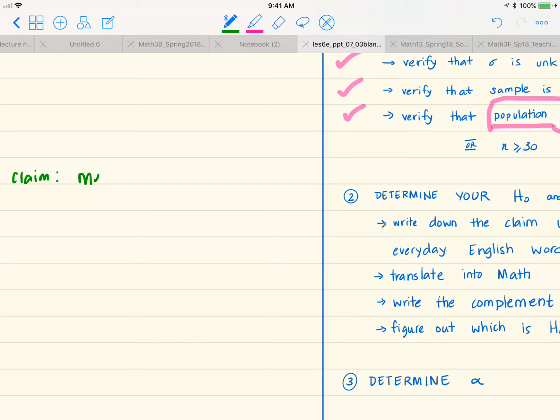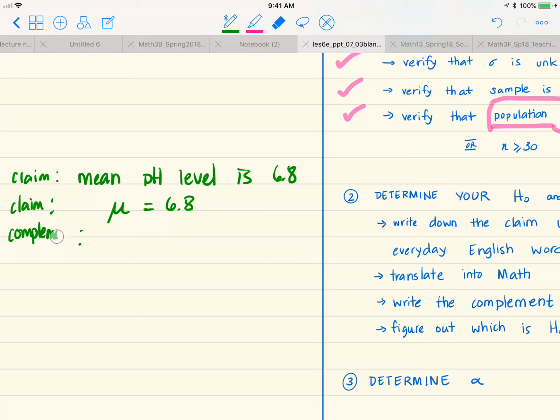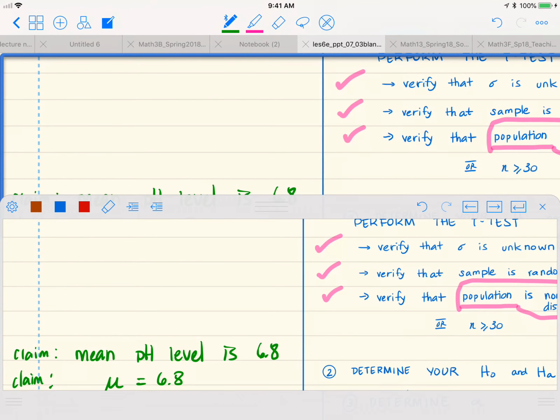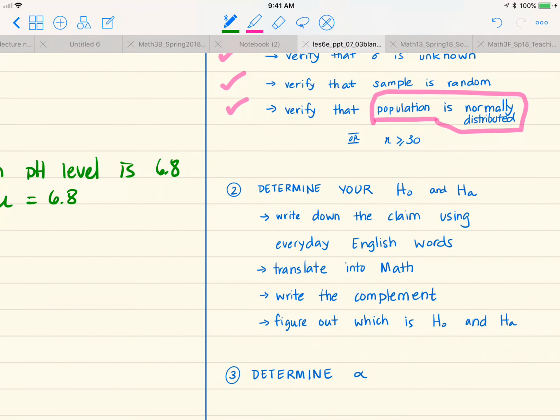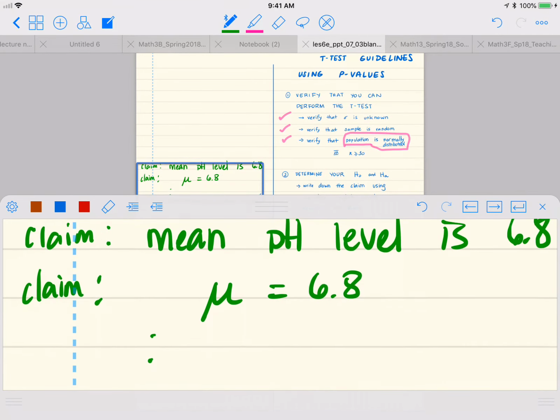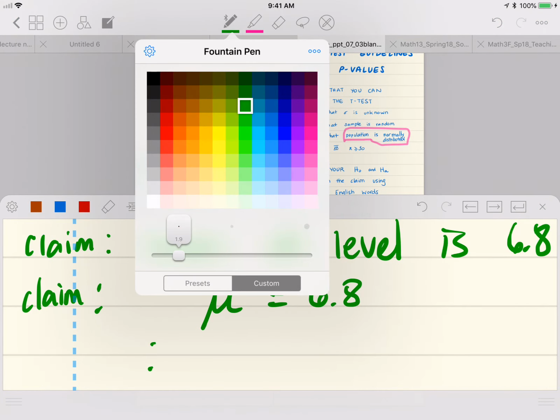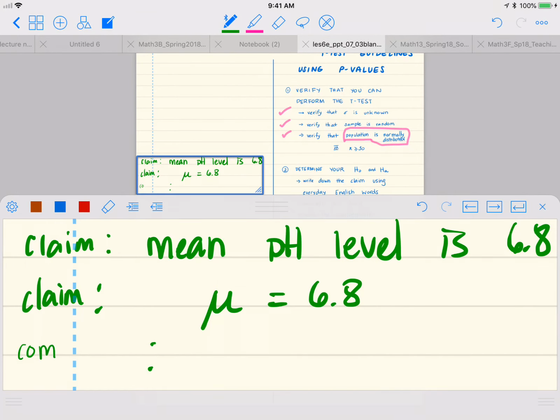And we need to determine our H0 and our HA. So we have to write down the claim using everyday English words. What is the claim? The claim is that the mean pH level is 6.8. Let me translate it into math. Mu equals 6.8.